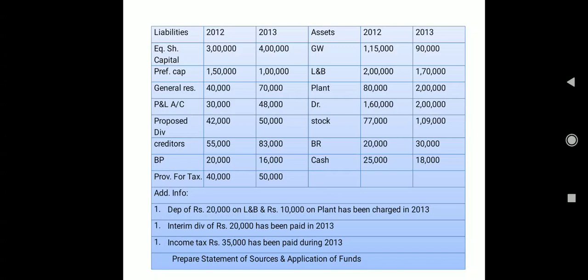Now, don't get confused. Your proposed dividend is different and interim dividend is different. Both are not the same. Clear? If instead of interim dividend, the additional information had mentioned dividend of rupees 20,000 paid, I would have just ignored it, like the income tax paid. But it is interim dividend. Interim dividend is different and proposed dividend is different. Fine. So now I hope all the things in your question are clear for you.